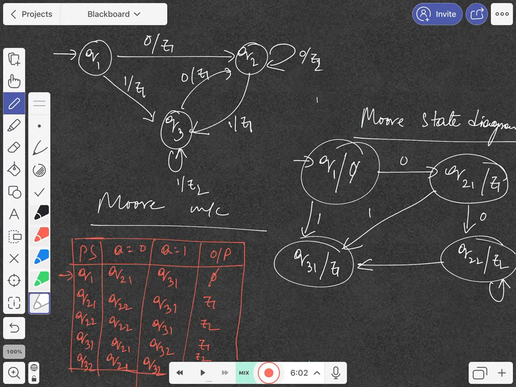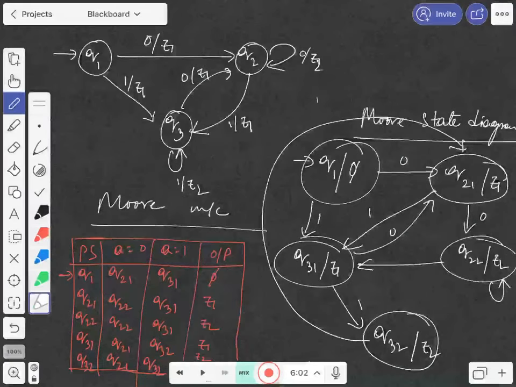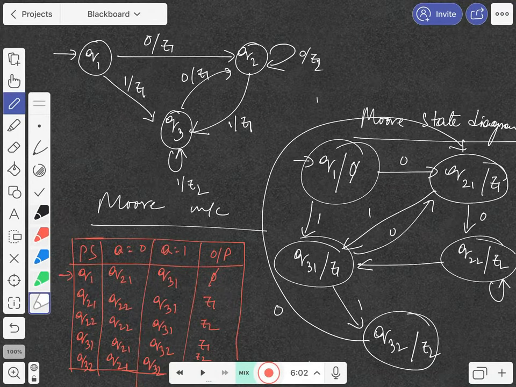And for Q31, if I give input 0, it is going to Q21. If I give input 1, it is going to Q32, and the output is Z2. And for Q32, if I give input 0, it is going to Q21, and if I give 1, it is going to Q32. So this is my ultimate result.